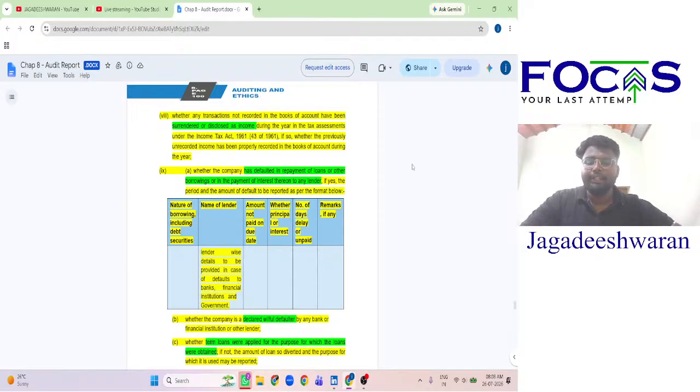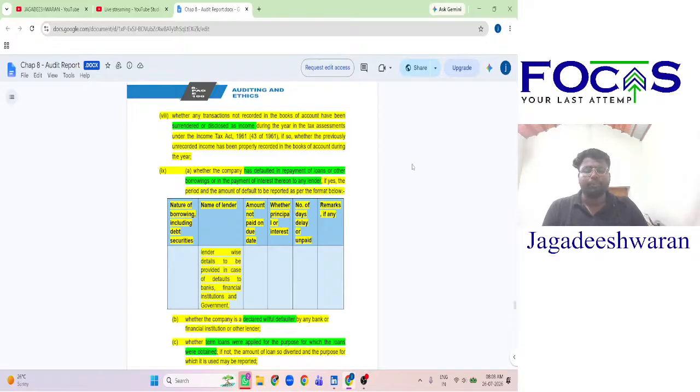Okay, whether any transactions not recorded in the books have been surrendered or disclosed as income during the year in the tax assessment under the Income Tax Act. If so, whether the previously unrecorded income has been properly recorded in the books during the year. அதாவது என்ன அப்படின்னா நான் வந்து previous yearல I have some undisclosed incomes or unsurrendered incomes. Okay, but that I am disclosing in the current year. Okay, in the books of accounts and also as per the Income Tax Act.